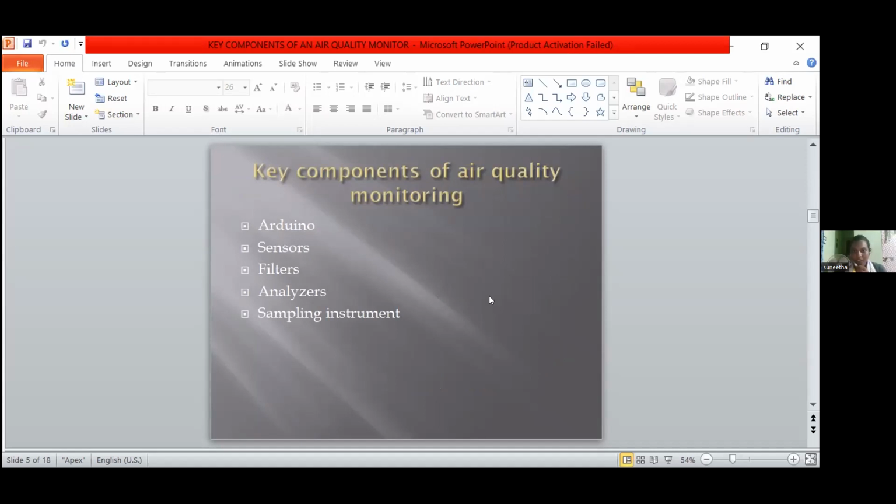The key components of air quality monitoring are Arduino, sensors, filters, analyzers, and sampling instruments. Actually, there are so many components in air quality monitoring, but Arduino, sensors, filters, analyzers, and sampling instruments are the key components. Without these, we cannot build the air quality monitoring system.